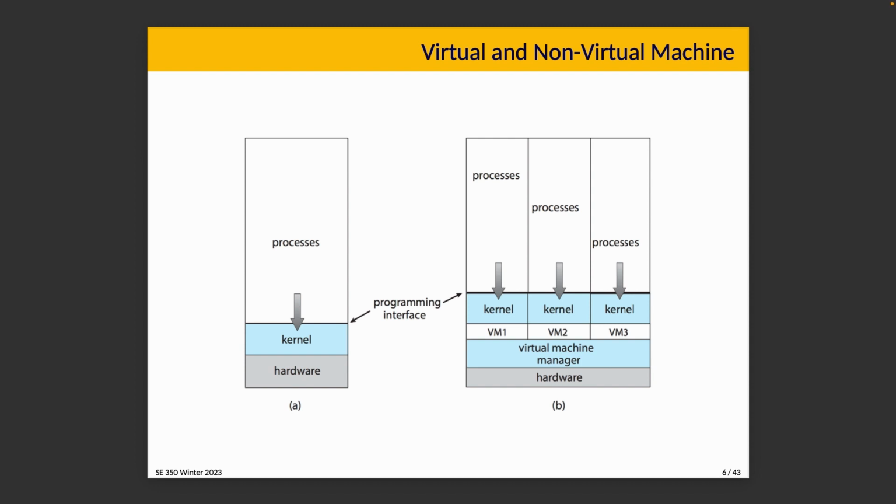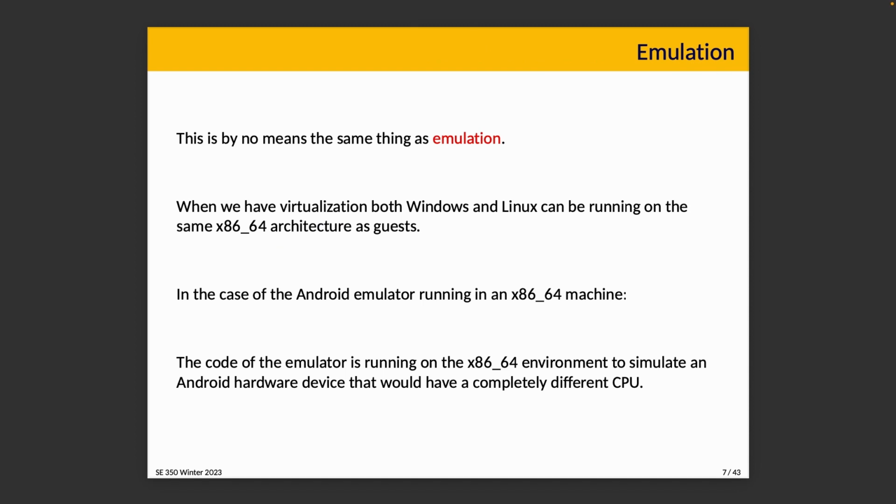The more common thing we have today, when it's a server in a data center, something like that, resembles what we see on B in the diagram, where we have a virtual machine manager. We have VM1, VM2, VM3. And I want to differentiate, in this case, the difference between virtualization and emulation. We have virtualization in the case where, say, Windows and Linux are running on the same x86 64-bit architecture as guests. If instead you were doing Android development on your machine and you had an Android simulation running, that's emulation. The code of the emulator is running in the x86 environment, but it's simulating an Android hardware device that has a completely different CPU.